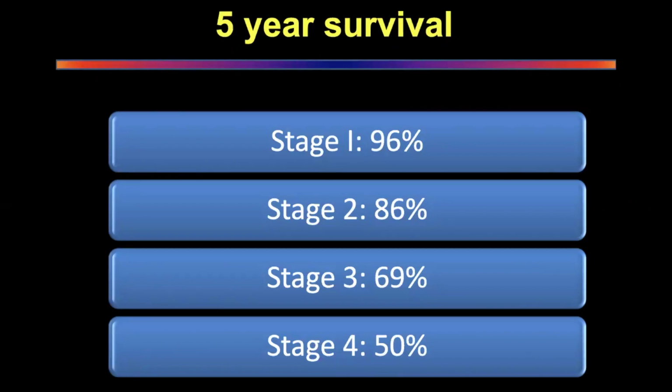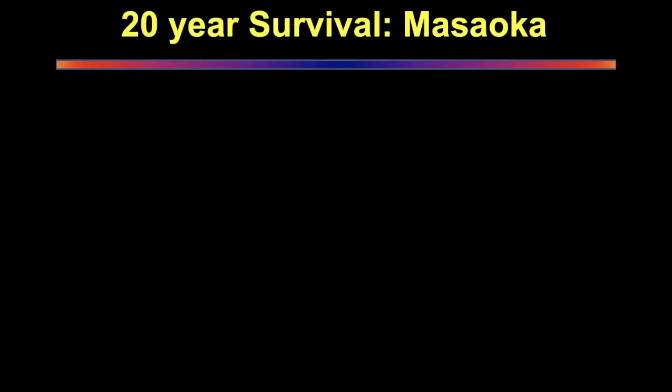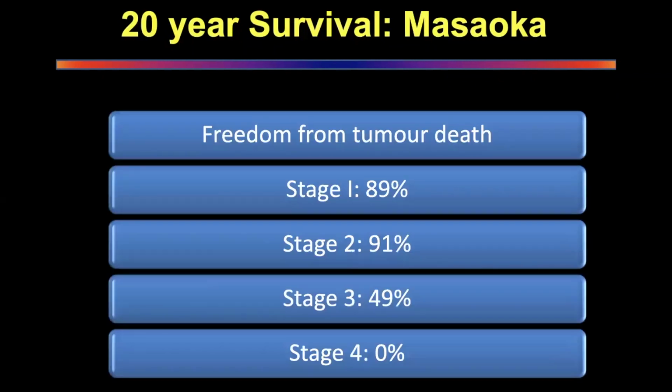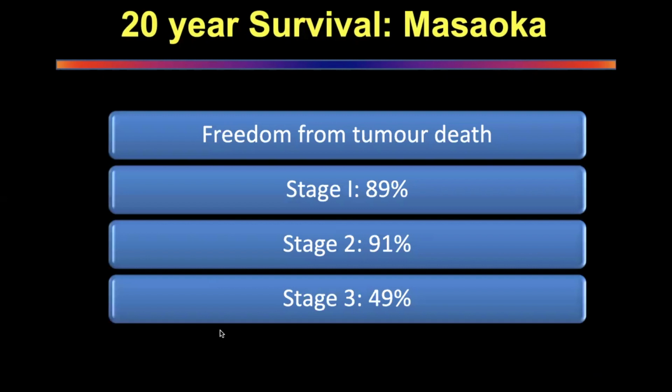You actually must try and give them active treatment so that you can promote survival for these patients, because stage 4 can have a 50% 5-year survival if caught in time and treated properly. Okay. Now 20-year survival is different. Stage 1, 2, 3 is pretty decent. Even stage 3 has got a 49% 20-year survival according to Masaoka.